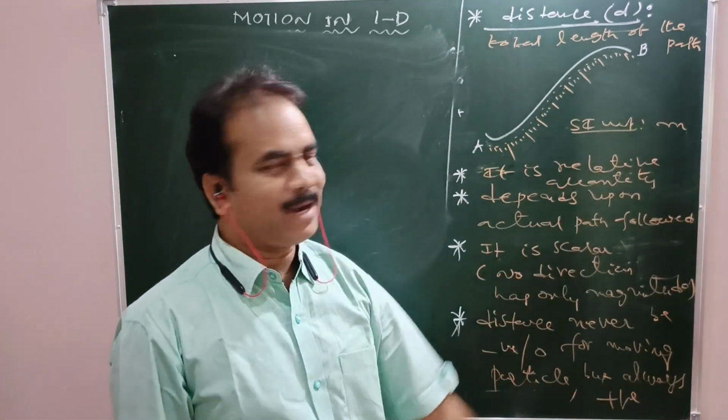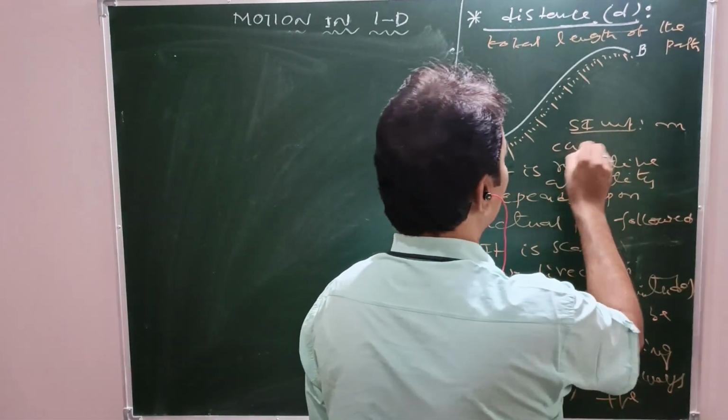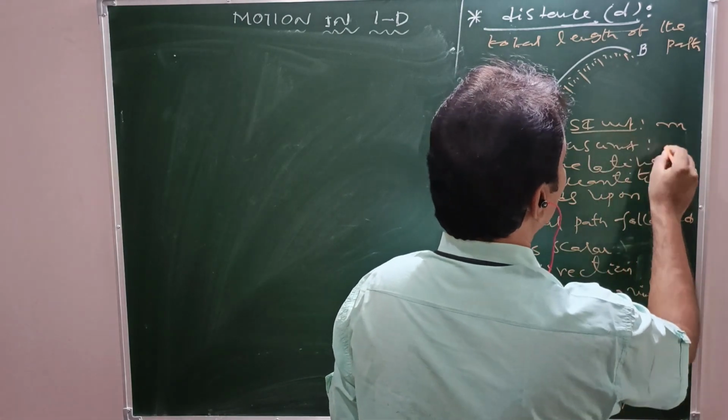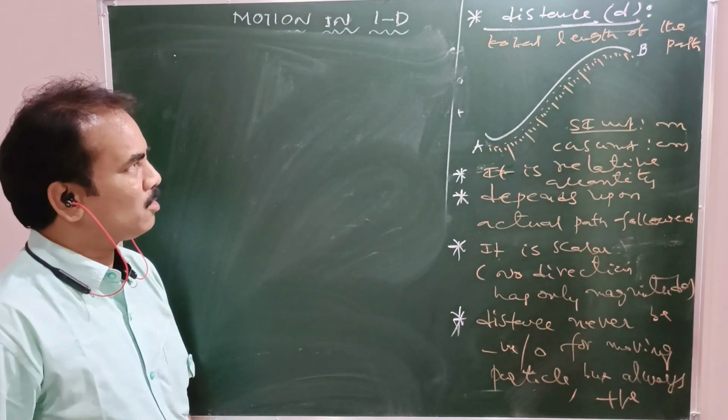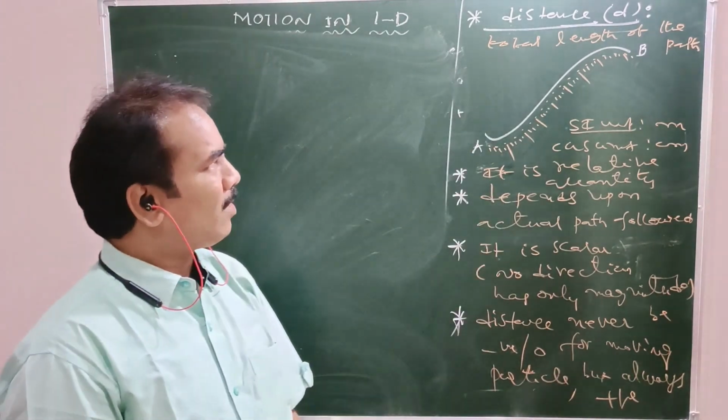Meter, symbol small m. CGS unit, that is centimeter. Am I right? So that's about distance. So what is meant by distance?